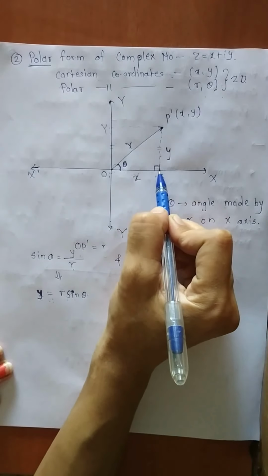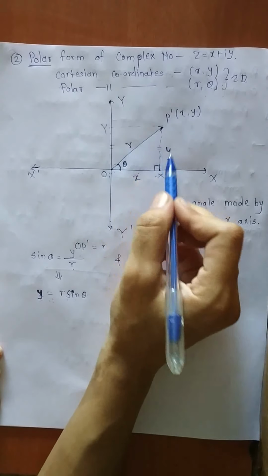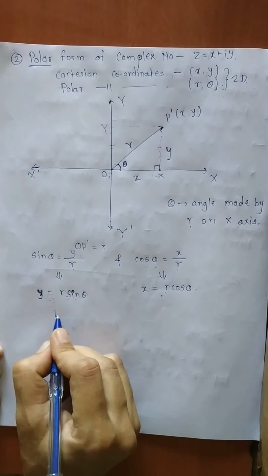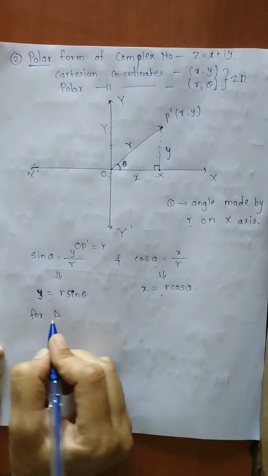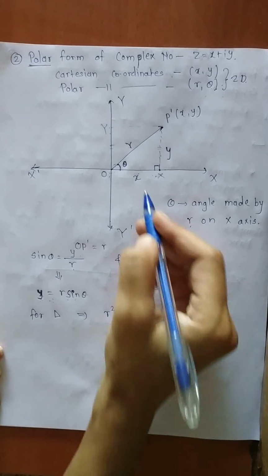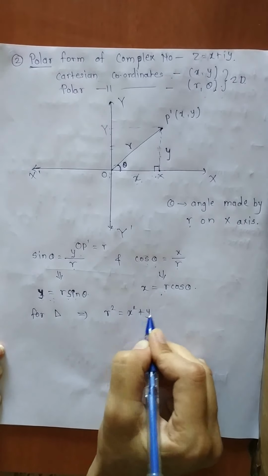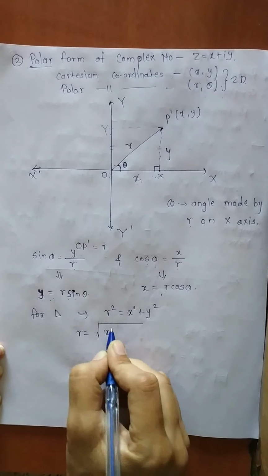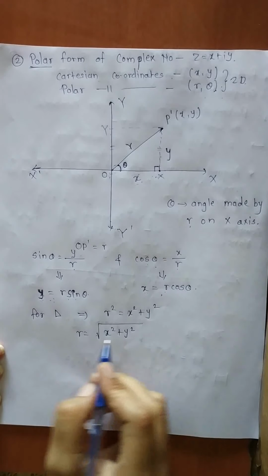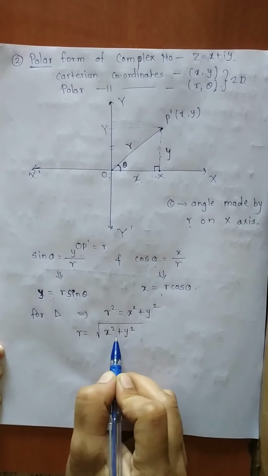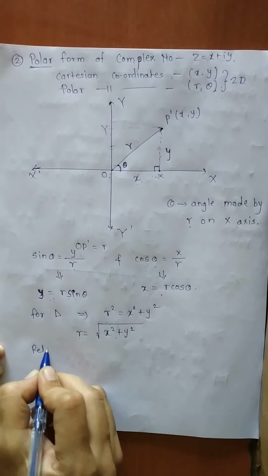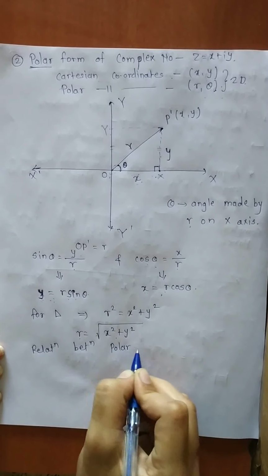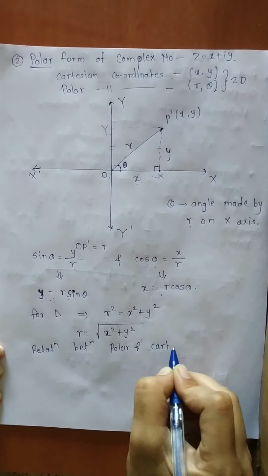Now again, this is a right angle triangle, so I can apply the Pythagoras theorem. According to the Pythagoras theorem, for this right angle triangle, r square is equal to x square plus y square. So r will be root of x square plus y square. Here r is a polar coordinate and x, y are Cartesian coordinates. So this is the relation between polar and Cartesian coordinates.